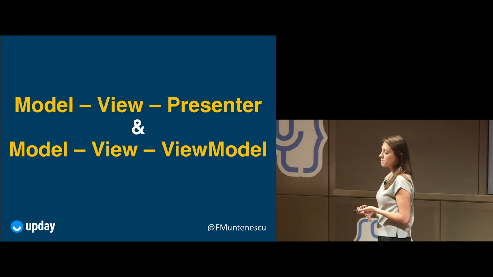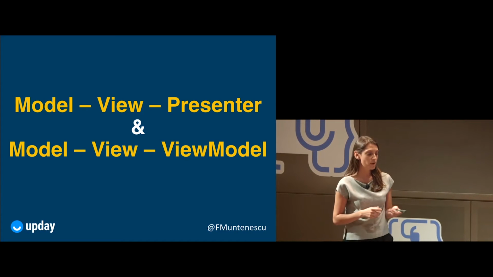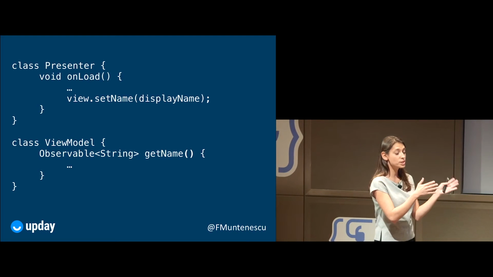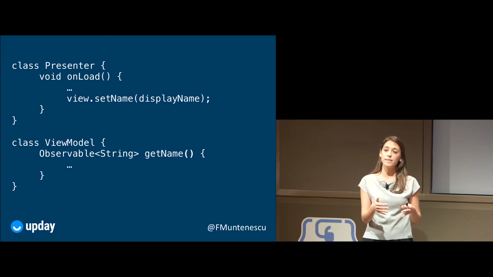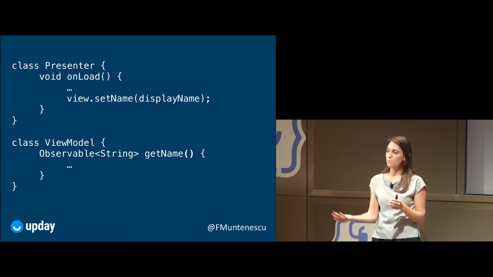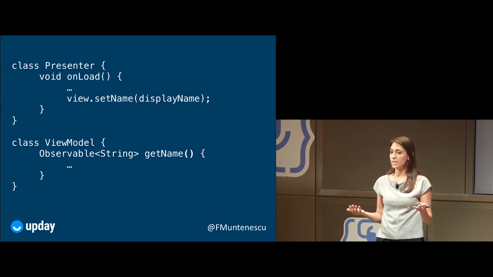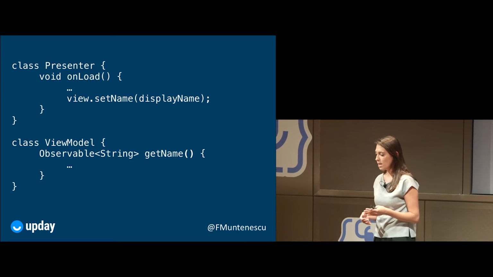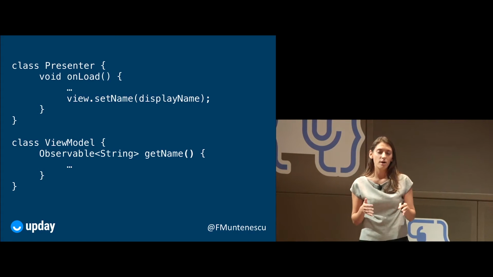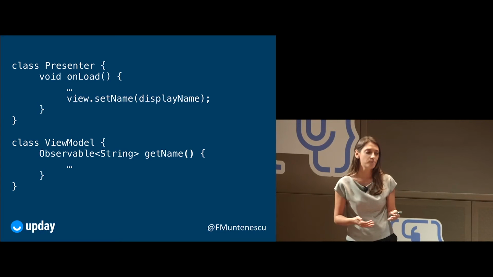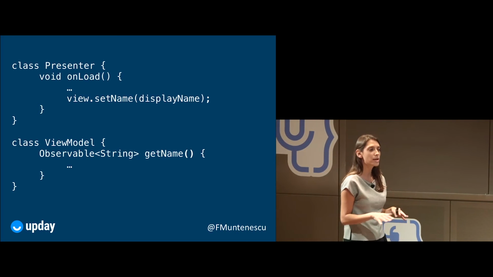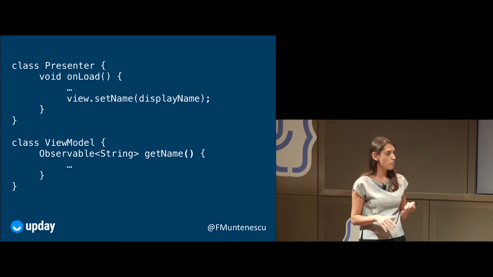Okay, so MVP and MVVM. We pretty much found out what the differences are between these two patterns. We know that the presenter is working directly with the view to set the name, for example, and then in MVVM, the view model just exposes streams of data that whoever needs it subscribes to. But if the differences are pretty clear, actually MVP and MVVM are quite similar in the way they are applied. So I want to give you the answer to several questions that I'm pretty sure you guys have in terms of these two patterns.